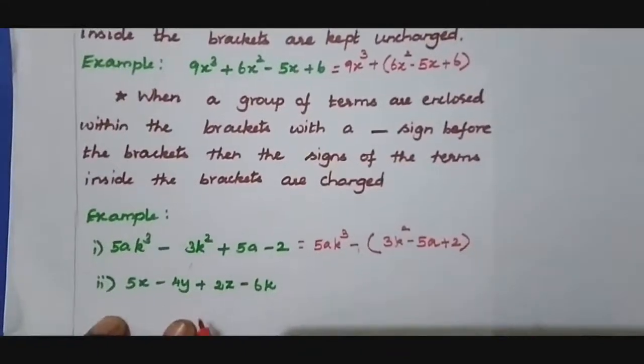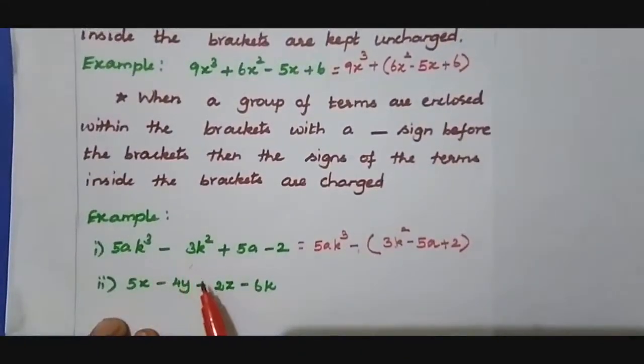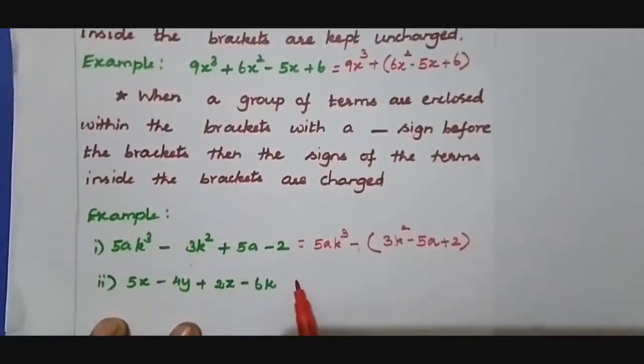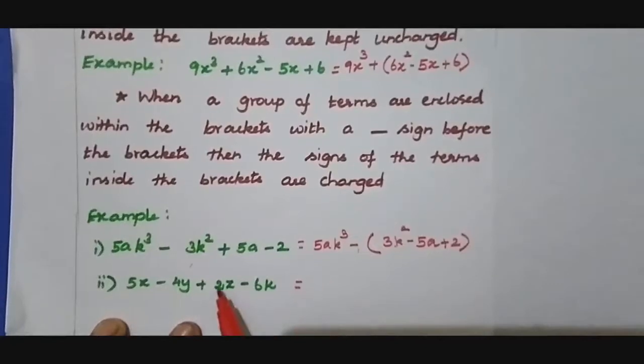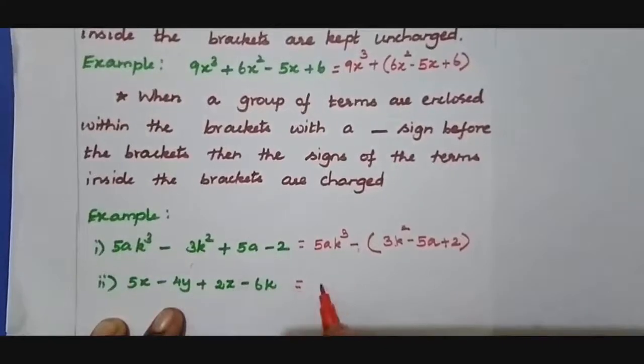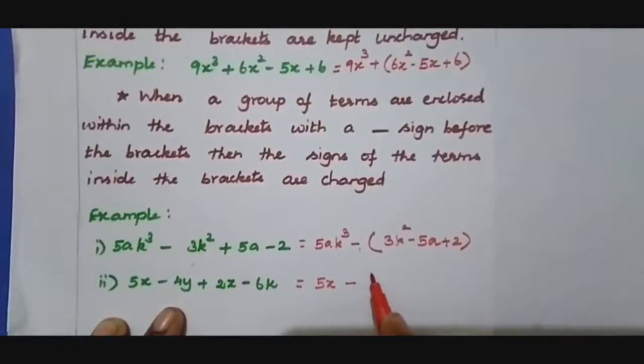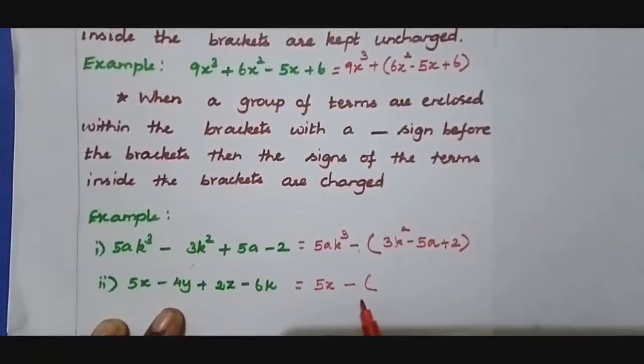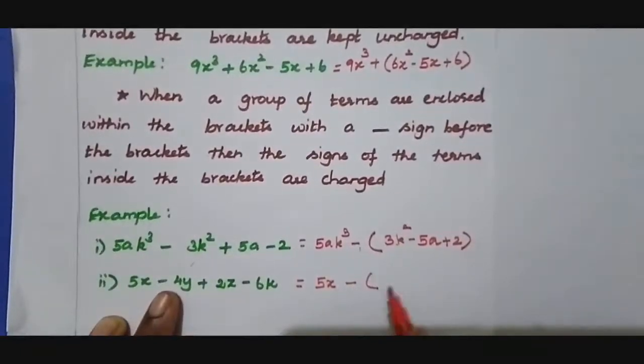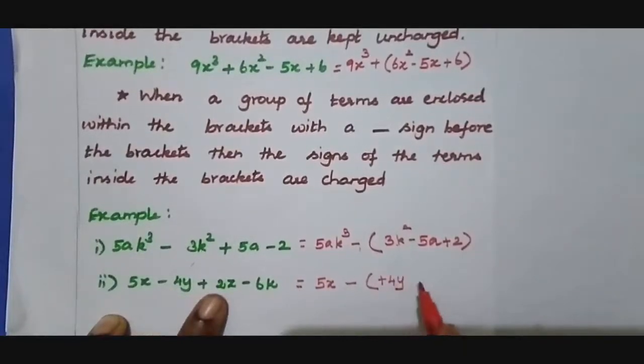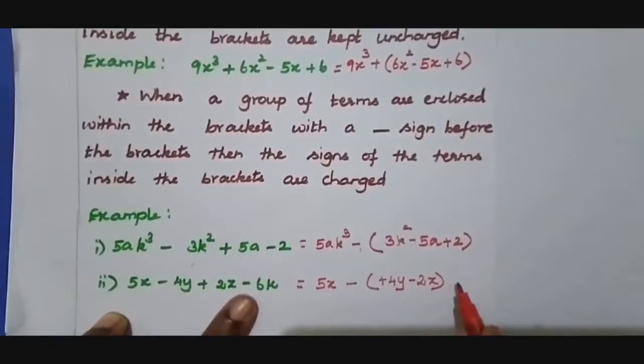The second example: 5x minus 4y plus 2z minus 6k. Here we are enclosing the second term and third term inside the bracket. So 5x, the bracket is preceded by the negative sign. This minus 4y, you should write it as plus 4y. And this plus 2z becomes minus 2z. And write the fourth term as such.